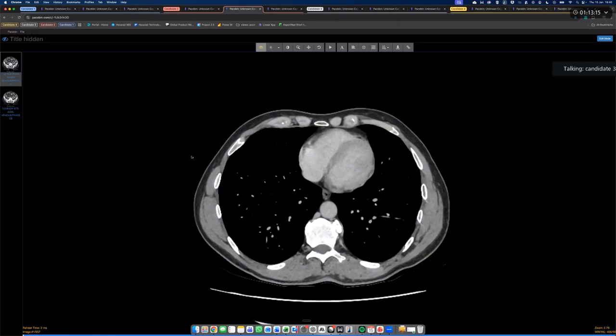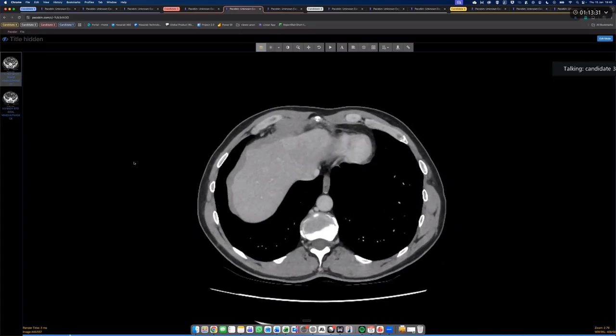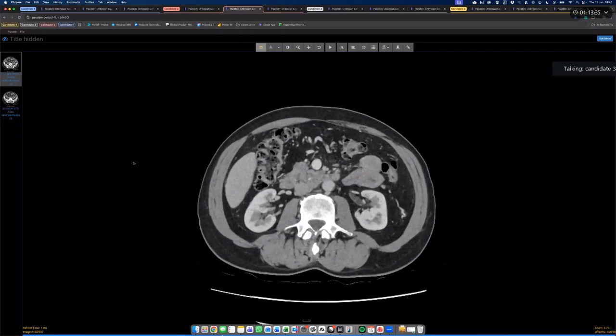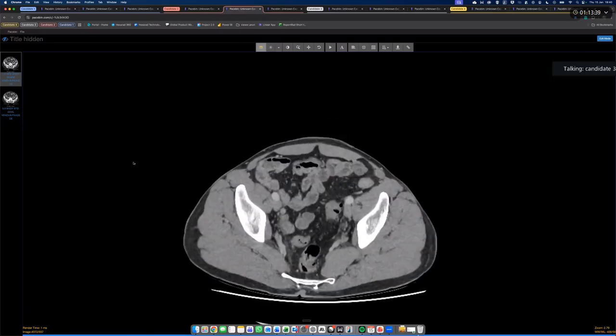Okay, sir. So let's go through this case. This is a gentleman who has presented with weight loss. Okay. So I've been presented with axial post-contrast images, abdomen and pelvis of a patient who's presented with weight loss. I would quickly scroll till the last image before I start commenting.